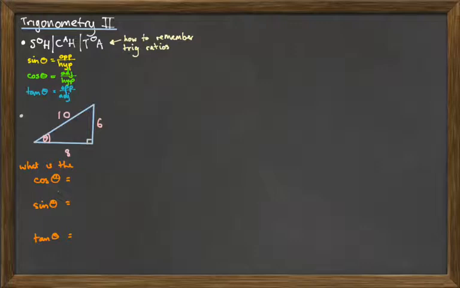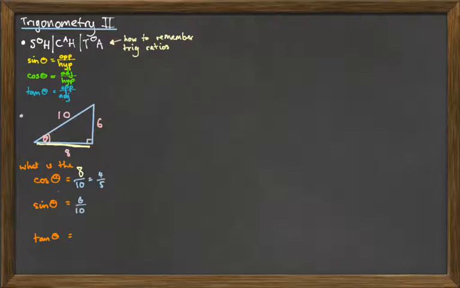So cos of theta. Looking at the trigonometric ratios, the acronym is CAH, so it's adjacent over hypotenuse. Now the adjacent side to theta is this side here. It's the one that's not the hypotenuse and it's next to theta. So we know the hypotenuse is 10 and the adjacent side is 8, so that's 8 over 10, which is simplified to 4 over 5. Okay, good.